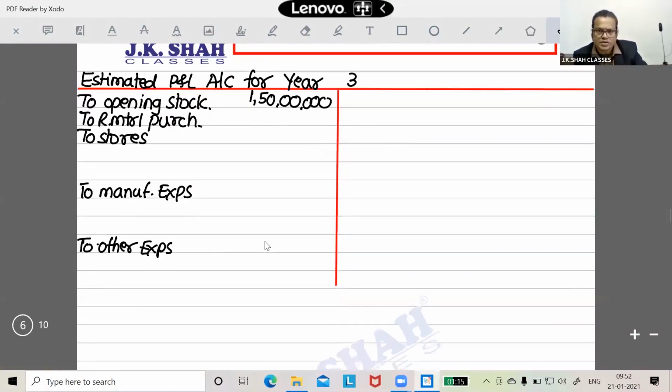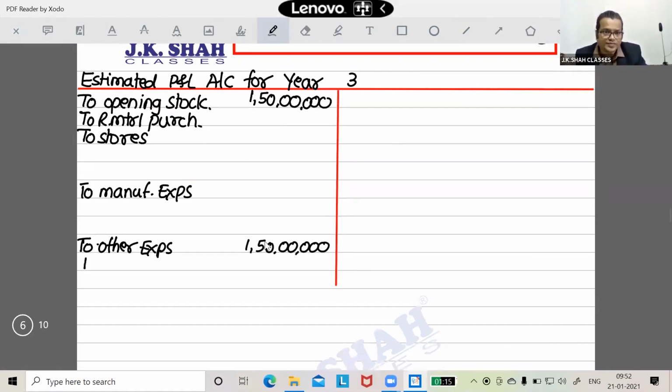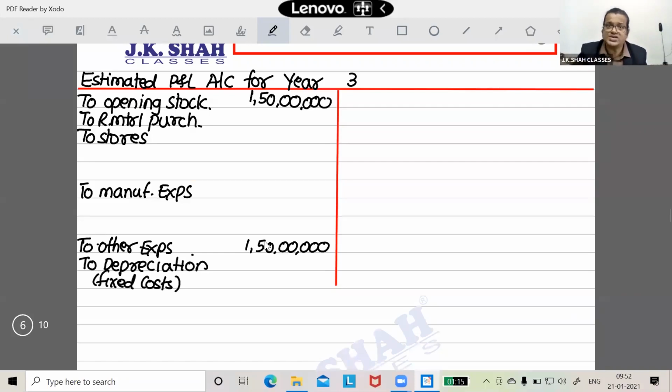One crore 50 lakh. Then depreciation is also here. Now people, we know that depreciation is a fixed cost. It doesn't change unless the quantum of assets changes. So depreciation is 1 crore in both the years. It will continue to be the same 1 crore. Net profit I cannot write, and that has to be the balancing figure.